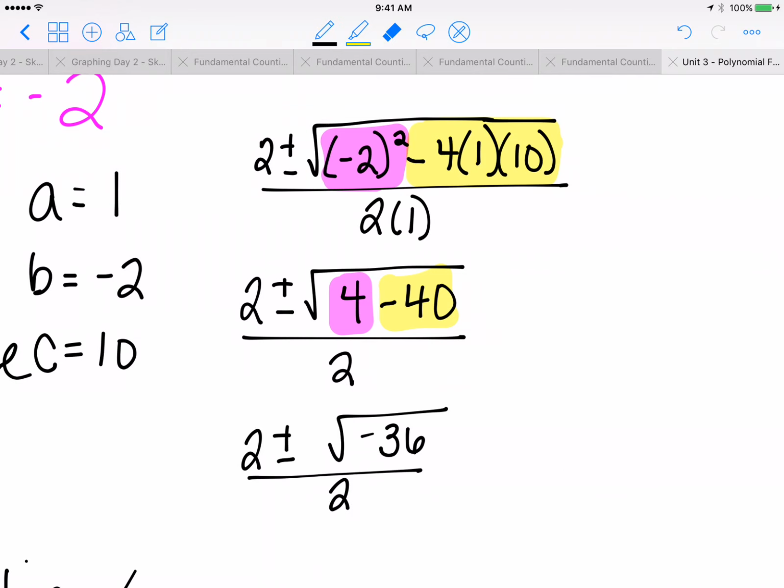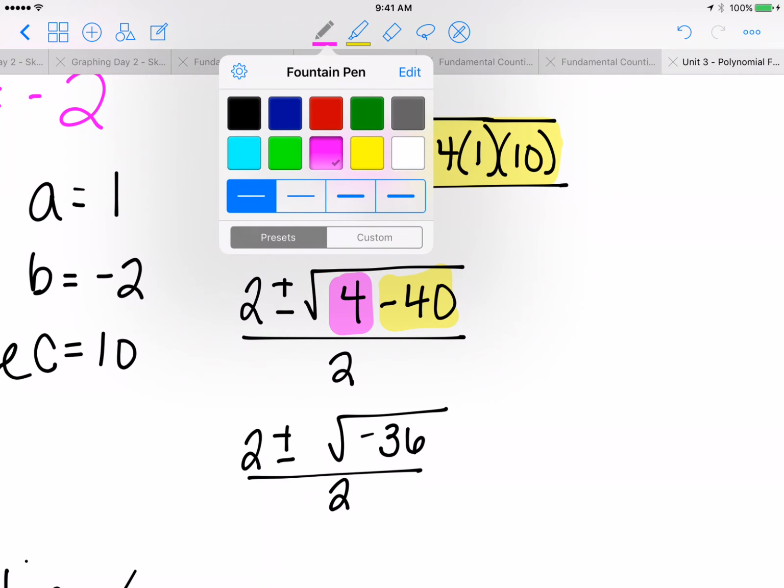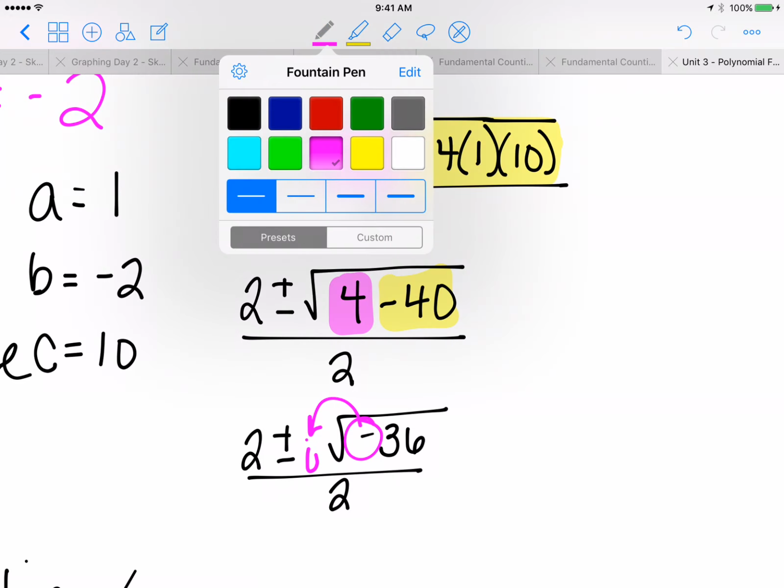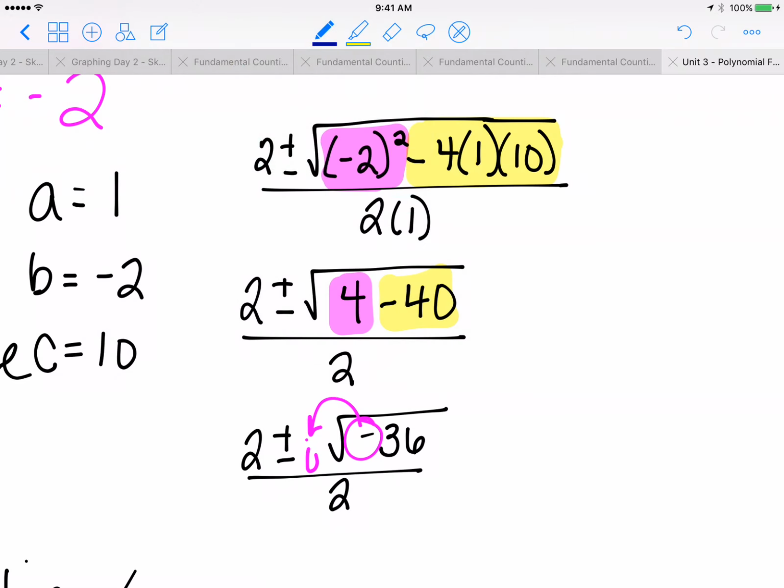Okay, so we're getting close to being done, but we have to remember that if we have a negative, it's got to come out and become an i, right? And then we also know that the square root of 36 is 6.